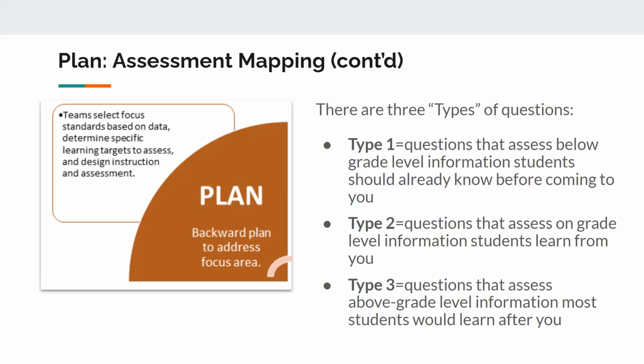Type 2 questions are questions that assess on grade level information students learn from you, and basically that means within this unit. So a type 2 question is something that's assessing what students need to know now because they have been taught that information now. And then type 3 questions are questions that assess above grade level or later in the year information that most students would learn after you or after the time at which this assessment is taking place.